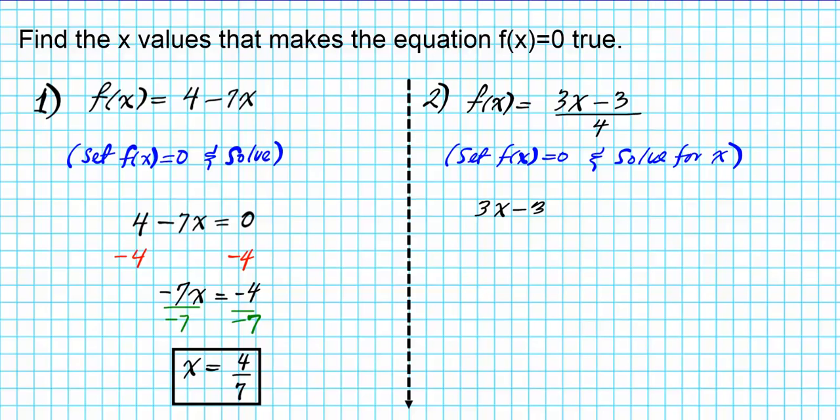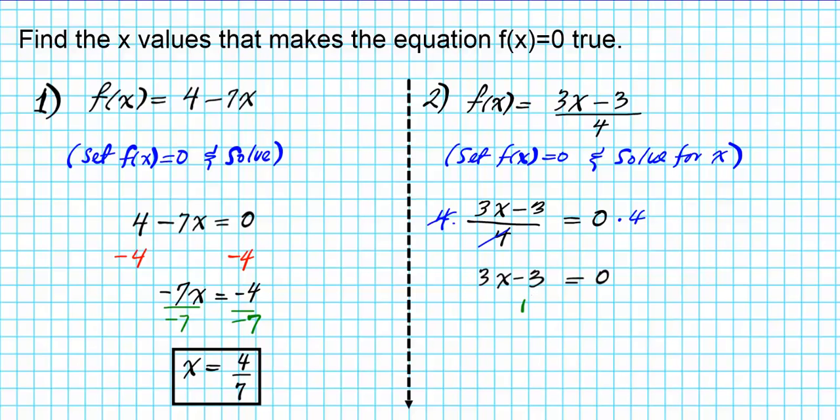Set the function 3x minus 3 over 4 equal to 0. Now we're going to proceed to get x by itself. We need to get rid of this denominator here, this 4, and then the -3, and then this 3 has been multiplied by x. So to get rid of this 4, we'll multiply both sides by 4. Okay, and that divides out on the left side. We are left with 3x minus 3 equals 0 times 4, which is 0.